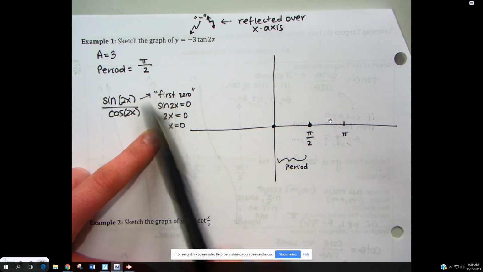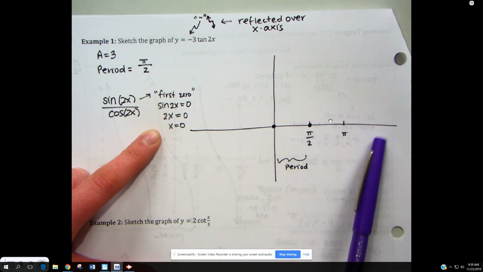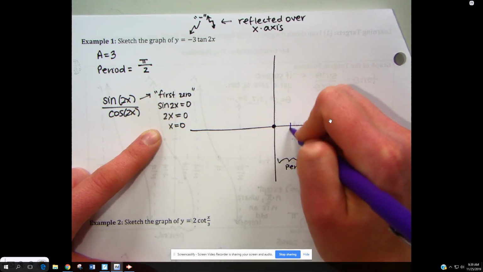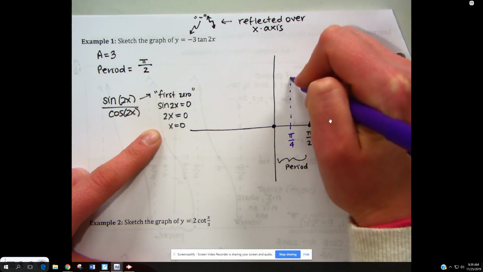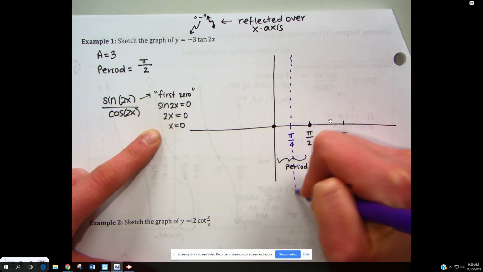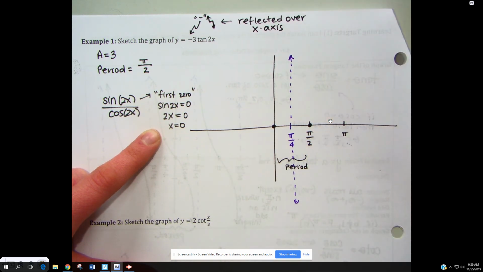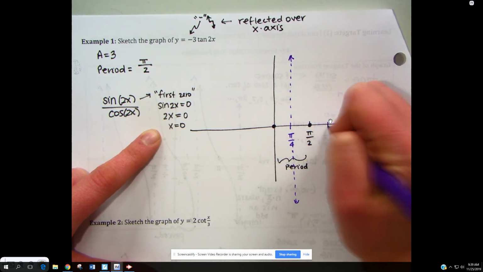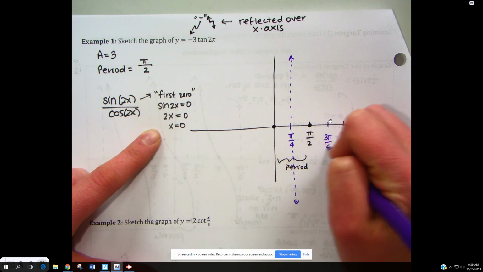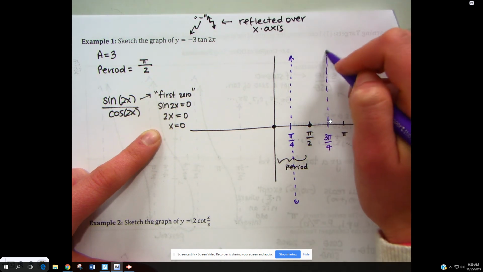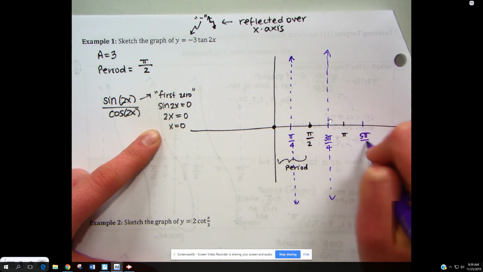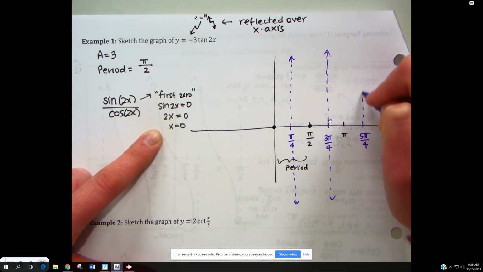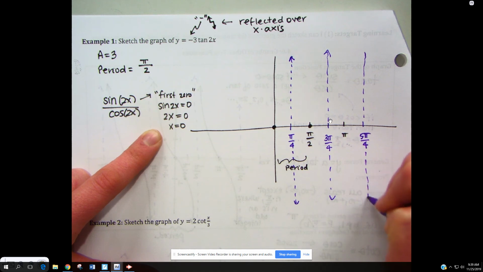But I also know that the asymptotes are going to fall halfway between those zeros. So I'm going to mark off the halfway point between 0 and pi over 2, and that would be pi over 4. Right? If I go halfway, I should have another asymptote at 3 pi over 4, and another one at 5 pi over 4. And that would give me enough space for 2 full cycles.